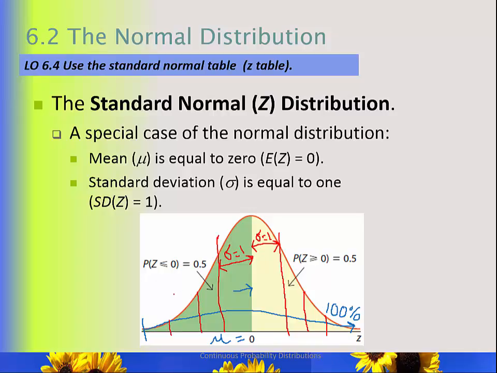From this slide, it's important to understand that when we use the standard normal Z distribution, it's a special case of the normal distribution where the mean, right down here, is always equal to 0, right here. And the whole curve, this whole bit, adds up to 100%, of course, making each side, the yellow side, equal to 50% and the green side also equal to 50%. And each standard deviation has the value of 1.